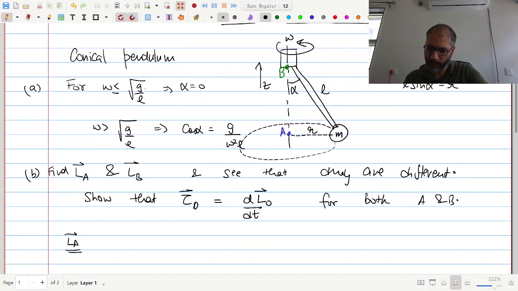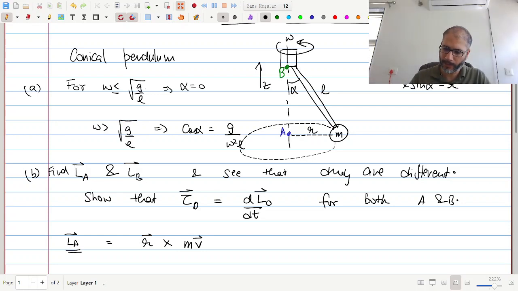We need the figure for this. So the definition of LA says that this is the vector from point A to the mass m, that is, let's say, our vector r, cross the linear momentum p. So this is m times the velocity v of the mass m. In this case I am taking r since we are taking the angular momentum about point A, so we have to take the vector r. This is the vector r.